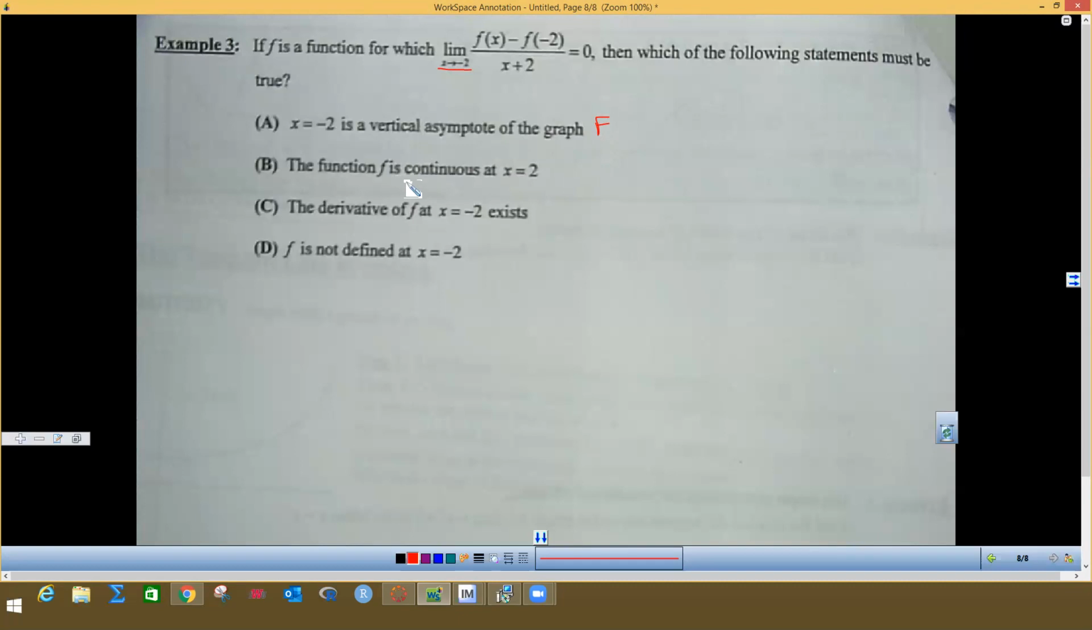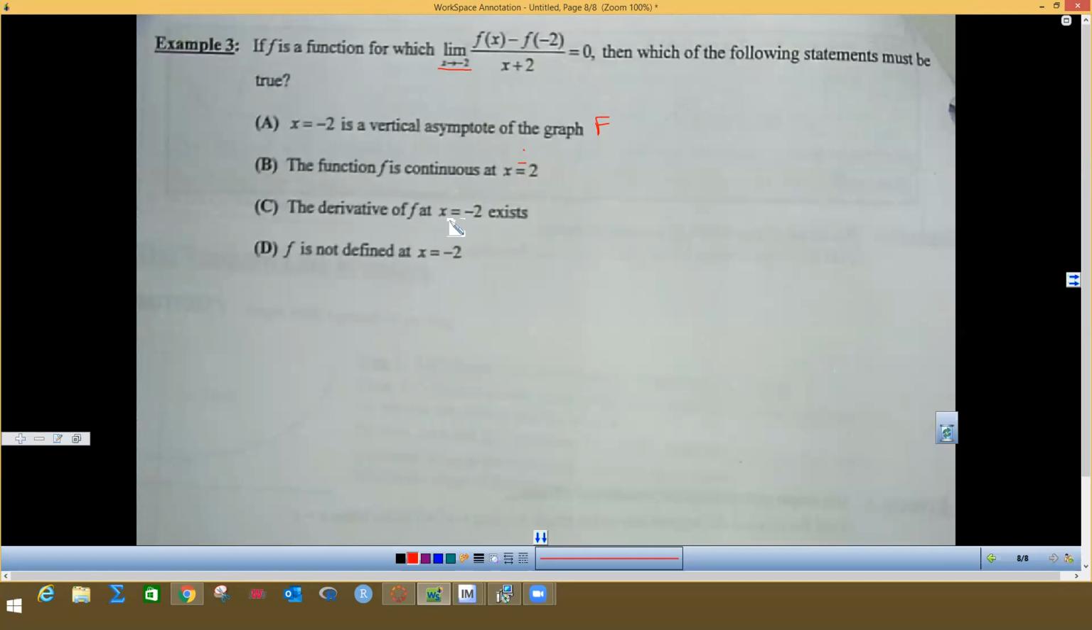Some people like to think that's what it is, but we don't actually get to -2, so we don't count that one. The function f is continuous at x equals 2. Well, we don't really know for sure. Actually this should be at -2, not +2, because it's got to be 0. So that's a typo. That should be a -2. But again, we're not sure, so we can't say that's true or not.